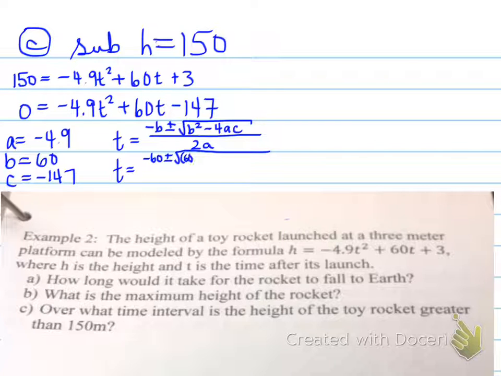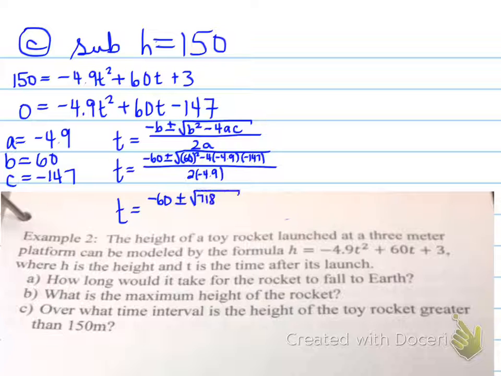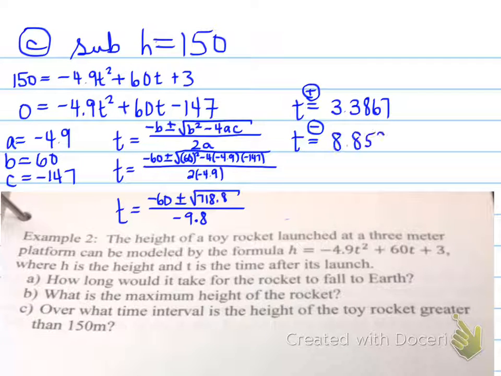Now don't forget, when you plug into the quadratic formula, you should always show the discriminant value. The discriminant is not the whole thing, folks. It's what's found underneath the root sign. Only what's under the root sign is called the discriminant. So when we add them, we get 3.3867. When we subtract them, we get 8.8582. What that allows us now to do is that gives us the two intervals.